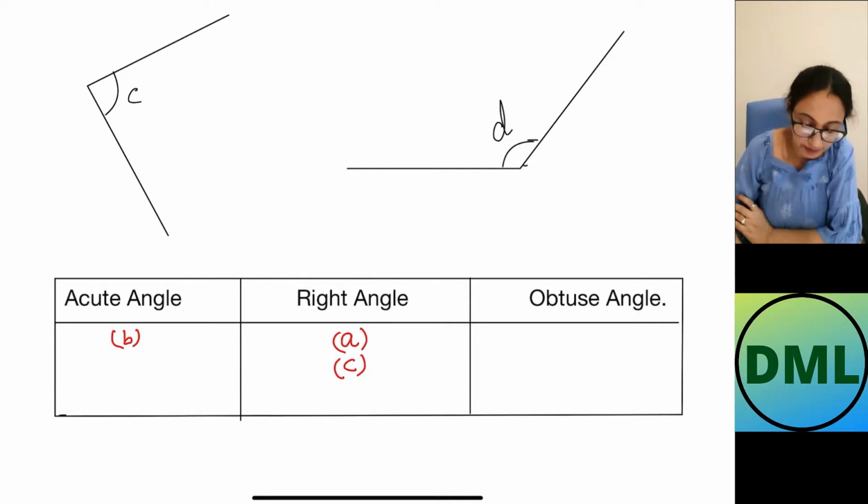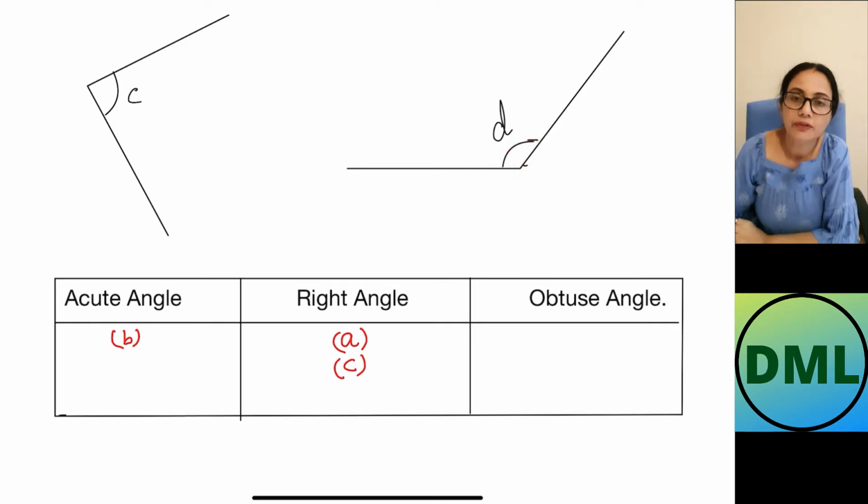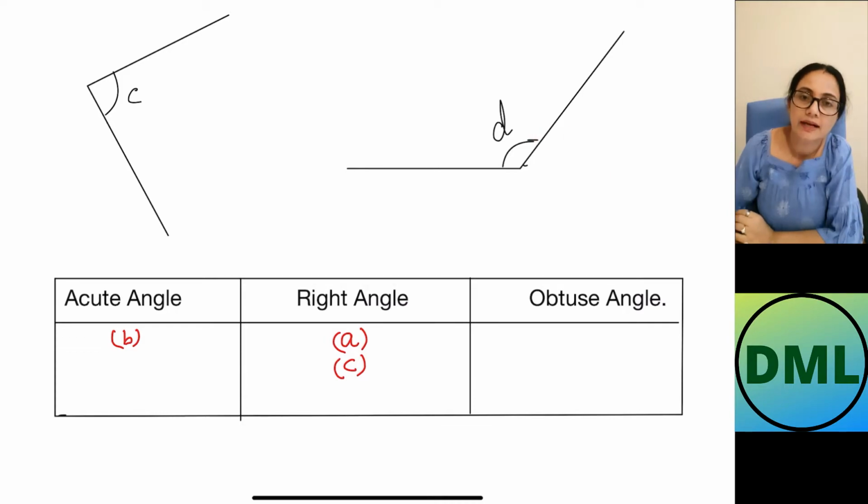Let's see the next figure. This is our line. This is another line. They are meeting at this point and they are making an angle D here. Now you tell me, is D an acute angle or an obtuse angle? Obtuse angle, right? So that means D is coming in the obtuse angle because this is greater than 90 degrees and less than 180 degrees. So this is an obtuse angle. Let's write down D in the obtuse angle. So D will come here in the obtuse angle.